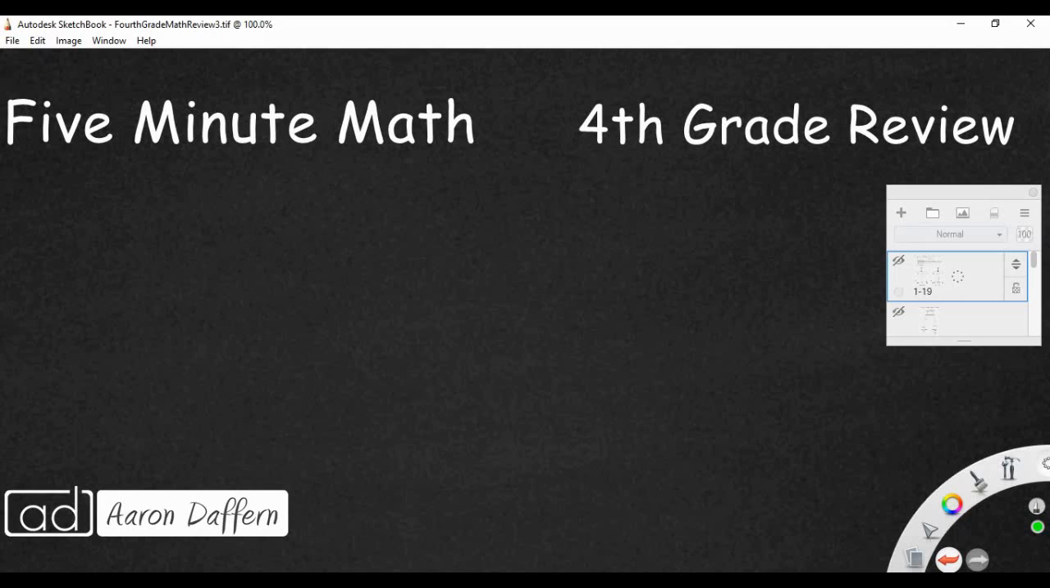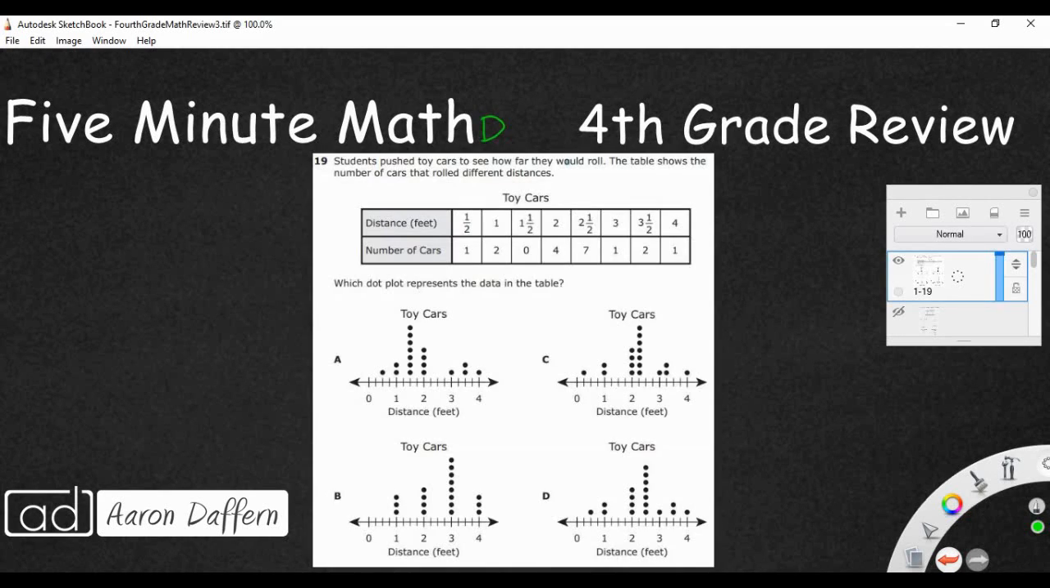Today we are looking at day 11 out of 12 of our 4th grade math review. As always, we are using our 2017 STAAR release test from the state of Texas. Today we only have 2 problems, but they'll take us a little bit because we're looking at data analysis.